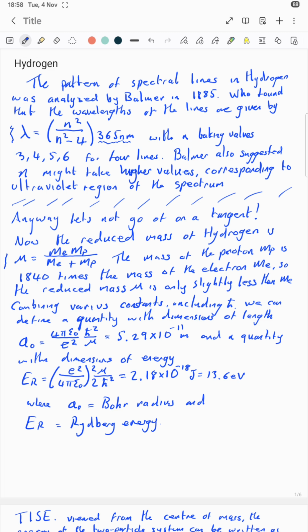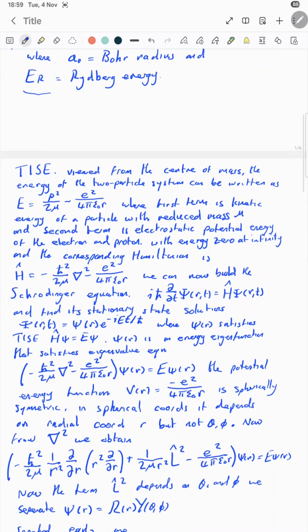So combining various constants, including h bar, we can define a quantity with dimensions of length given here, a0, and a quantity with dimensions of energy here, E_R. Now a0 we've come across before. It's the Bohr radius, and E_R is the Rydberg energy.